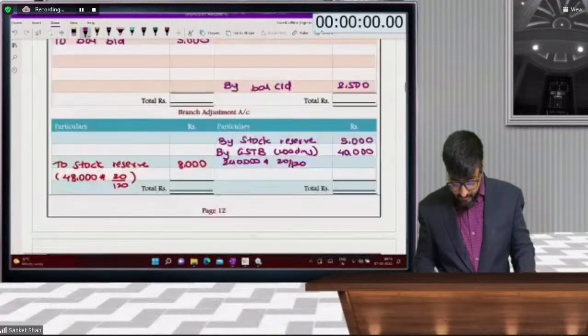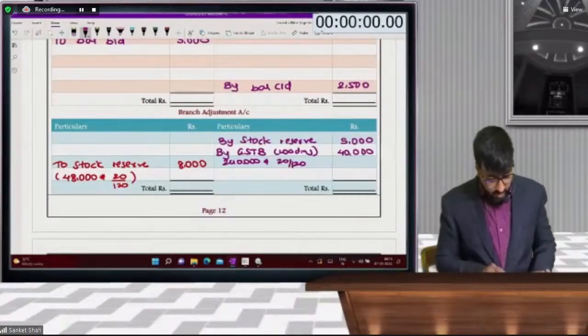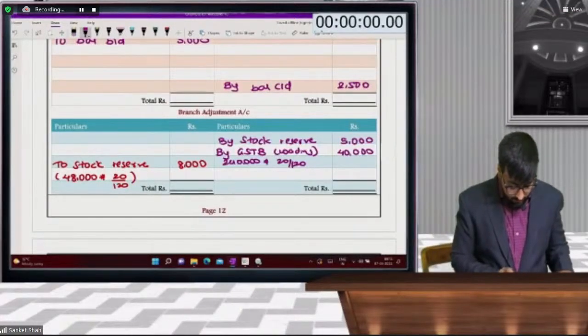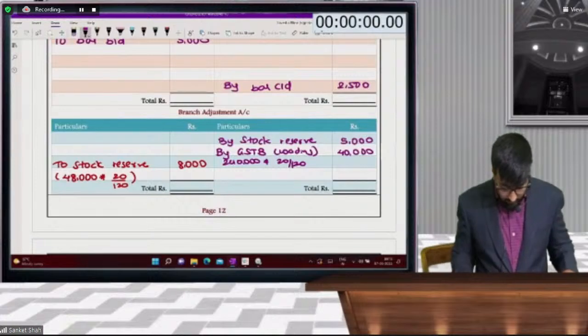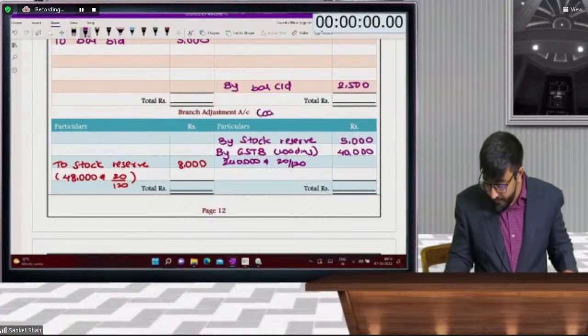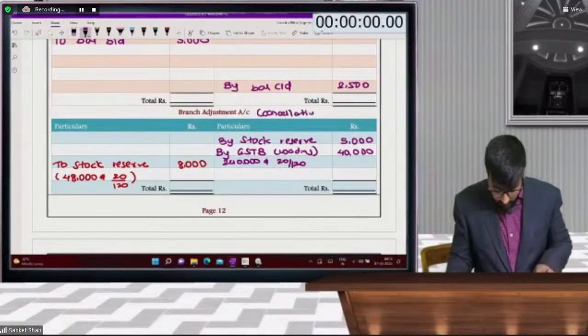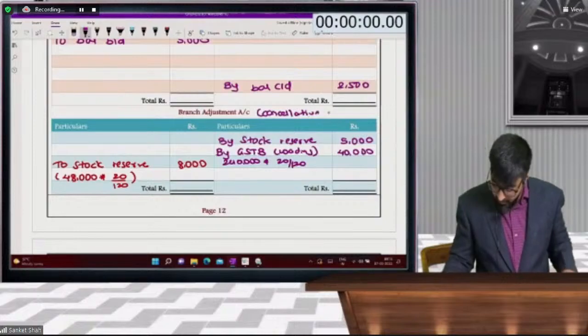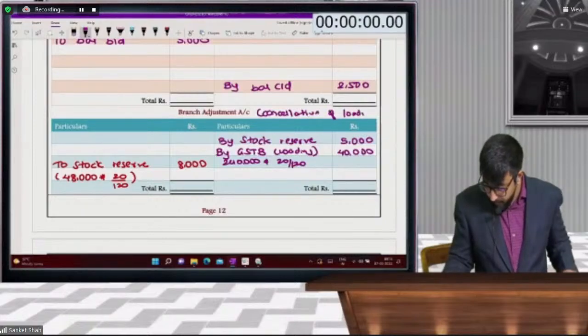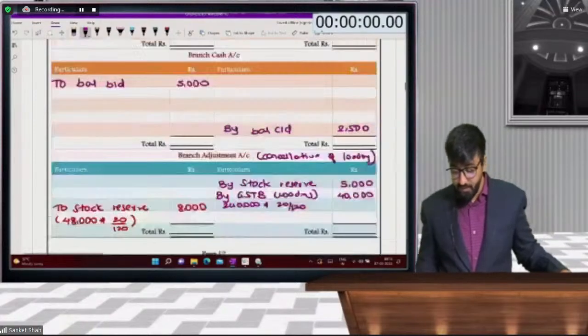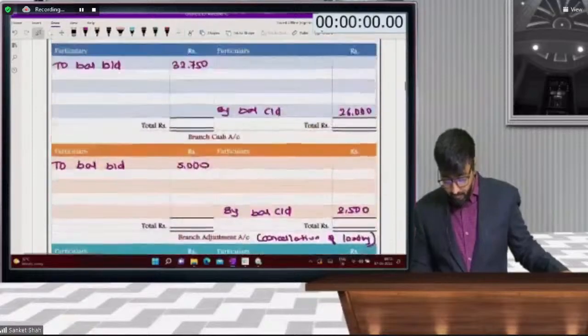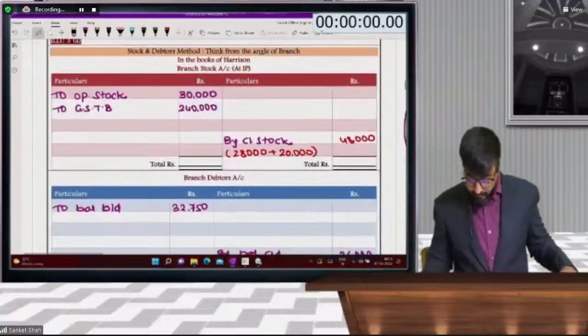Credit sales, debtors chat EBITDA. Yes, this is for cancellation of loading. Yes, Matanjali. Already explained you this concept in theory. Cancellation of loading.